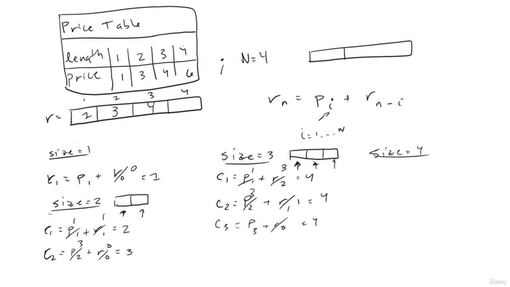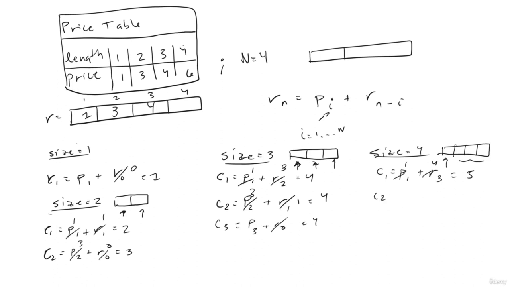And so size 4, this is going to be iterating over the entire array. Let's imagine we cut at 1. This can be the price of 1 plus the remainder, the optimal solution for 3, the optimal cut of 3, which we already got, it's 4. And so the price of 1 is 1 plus 4, which is going to be 5.